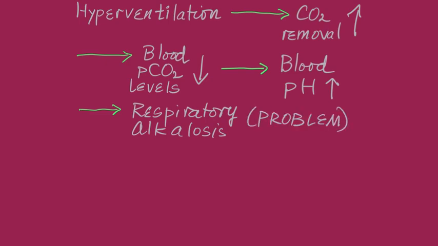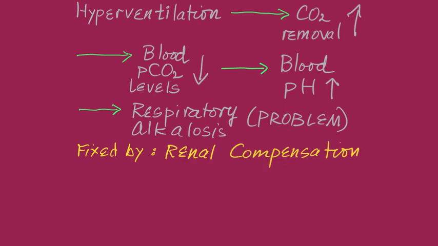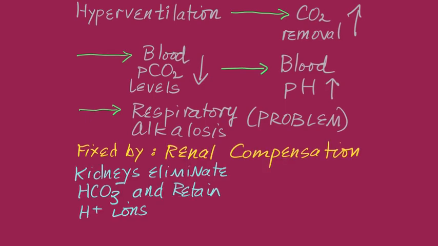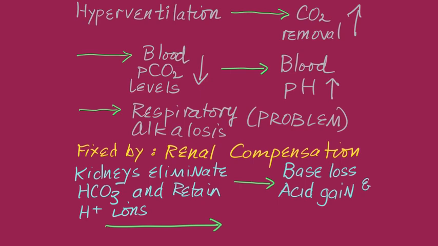This is fixed by renal compensation. The kidneys eliminate bicarbonate ions, which are basic, and retain hydrogen ions, which are acidic. As a result, there is a base loss and an acid gain, which means the pH is going to become more acidic, which means the blood pH goes down and goes back to normal.